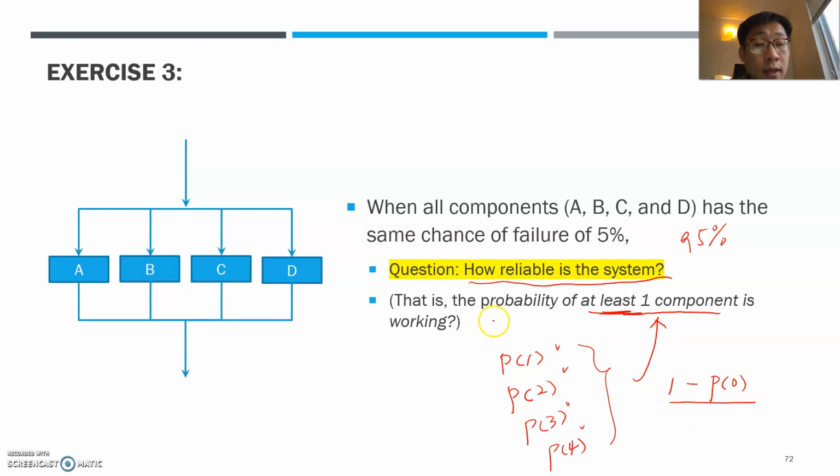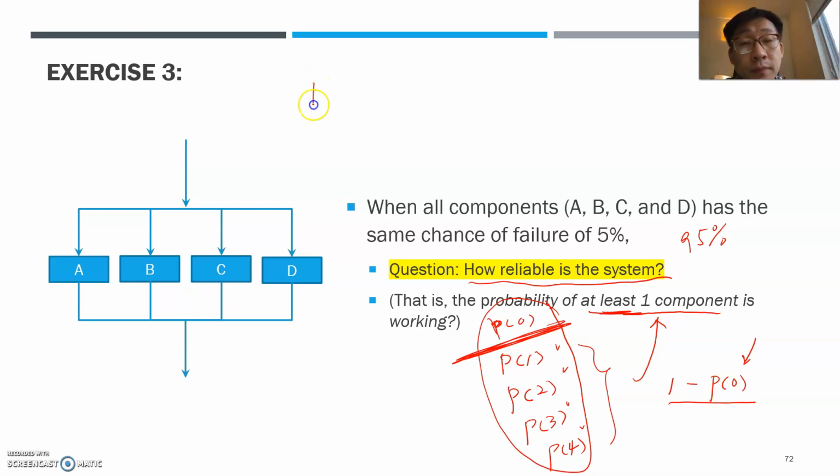You got it? So originally, this is an exhaustive set. This considers all the possible scenarios related to the failure of the system. We're simply excluding exactly zero successes out of 4, because the question is asking the probability that at least one component is working. At least one component working means the system is still reliable. That simply means we need to exclude the probability of exactly 0 working. I hope this makes sense to you.